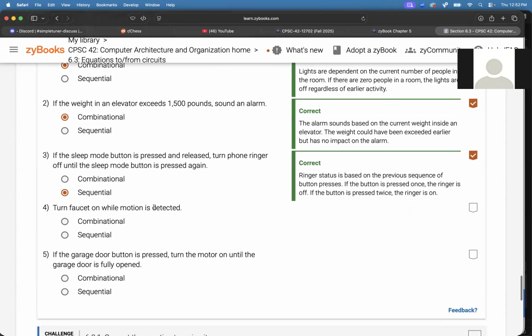Turn on faucet when motion is detected. That's like what we've been doing, right? If the garage door button is pressed, turn the motor on until the garage door is fully opened. Technically sequential because you have to turn the motor on and then off.